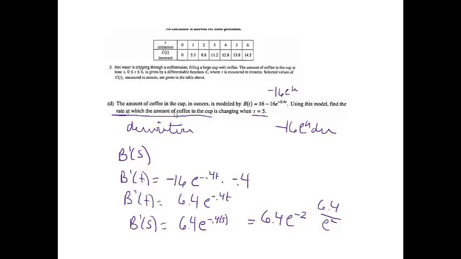And if I'm looking for a rate at which the amount of coffee in the cup is changing, it should be ounces per minute. And that was worth 2 points. 1 point for finding the derivative correctly, and then 1 point for finding it at 5. So there we go once again.